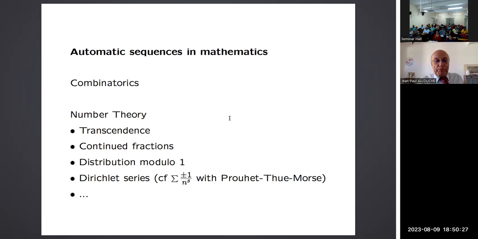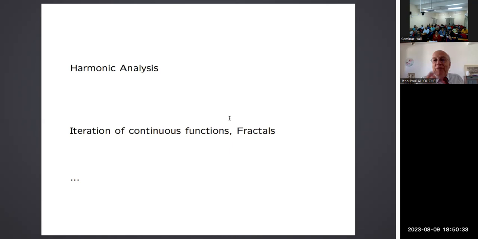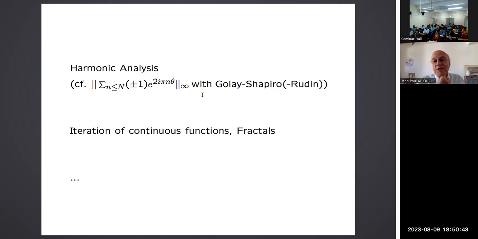What else? Yeah. You can have such sequences in harmonic analysis and also in iterations of continuous functions, in fractals, and so on. For example, in harmonic analysis, take a sequence of plus or minus one, any sequence of plus or minus ones, and look at the discrete Fourier transform, the sum for small n smaller than capital N of this plus or minus one times exponential 2i pi n theta, and look at the supremum of the absolute value of this, the infinite norm.